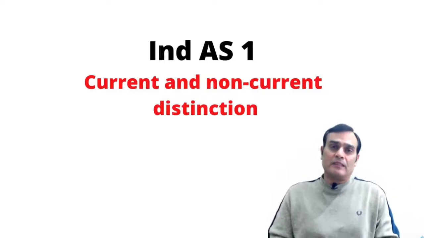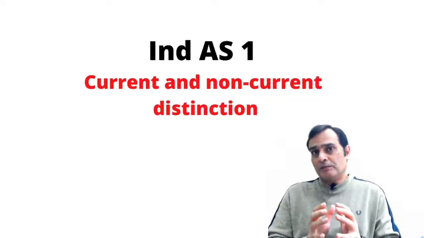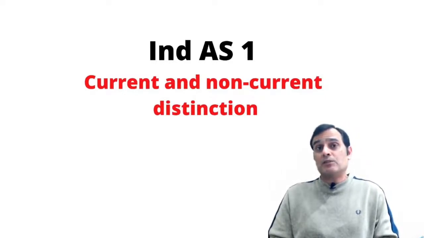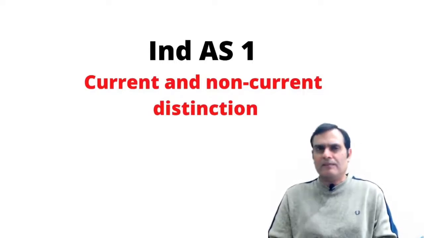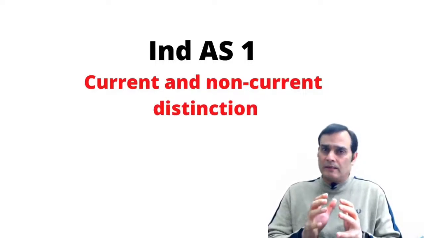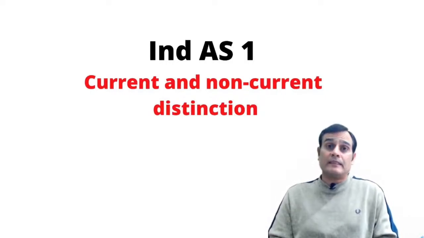In Ind AS 1, there are a couple of issues addressed in the standard. But the most crucial aspect is the distinction between current and non-current, where a company is required to make a balance sheet and has to distinguish between current assets and non-current assets, and even current and non-current liabilities. Today I'm going to focus on the distinction in terms of current and non-current, irrespective of whether we're looking at assets or liabilities.